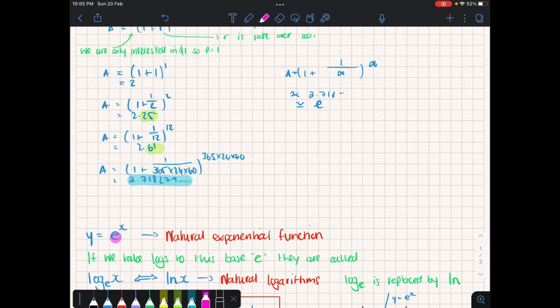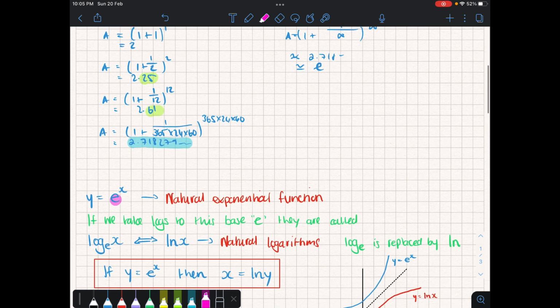Now, when we look at logs, we log to a specific base, and when we log to this base e, again remembering we could have log base 10, we could have log base 2, so when we're saying log base e, we're saying we're having a base of 2.718, etc. When we take logs to base e, we call them the natural logarithm, and we further abbreviate that. Instead of writing log base e, we replace it with the letters ln to specify this is the natural log.